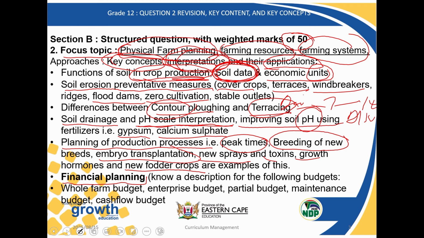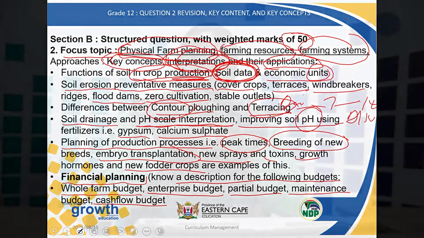Here, you should be able to understand the description of the following budgets: land, soil usage, crop production, and then you need some finances. And this budget here will be linked to your production processes. For example, you should be able to know what is a farm budget. How does it differ from the enterprise budget? How does the enterprise budget differ from a partial budget, a maintenance budget, a cash flow budget? You should be able to identify that.